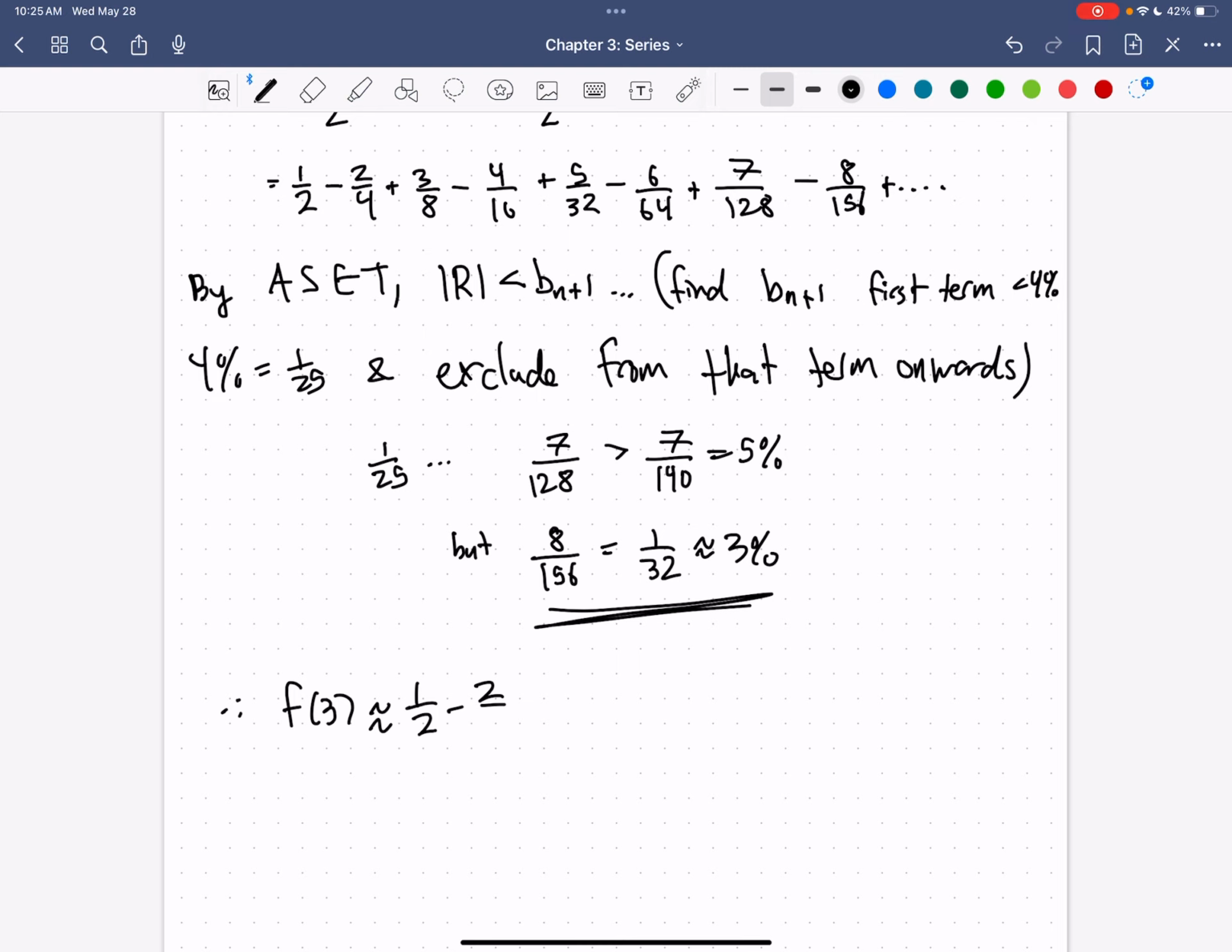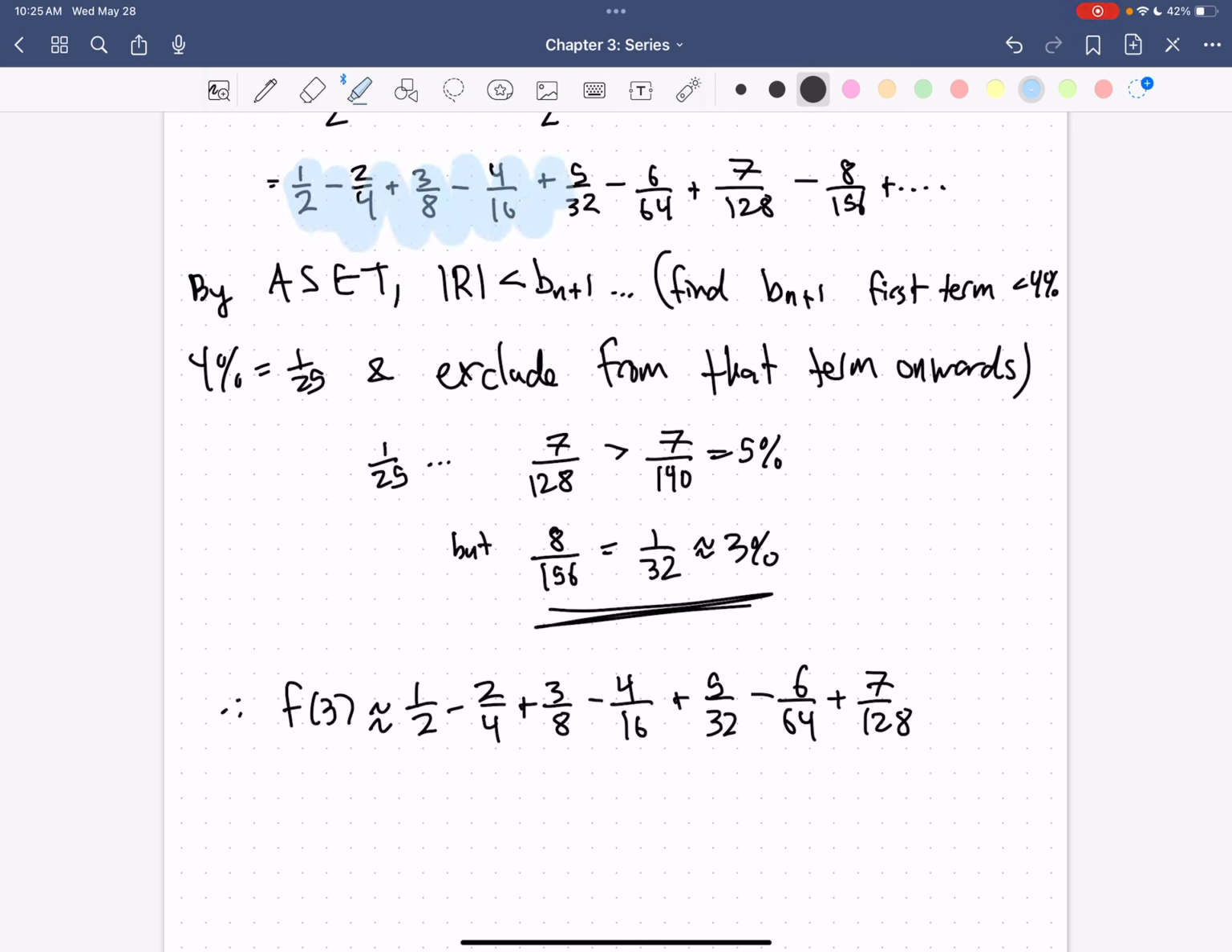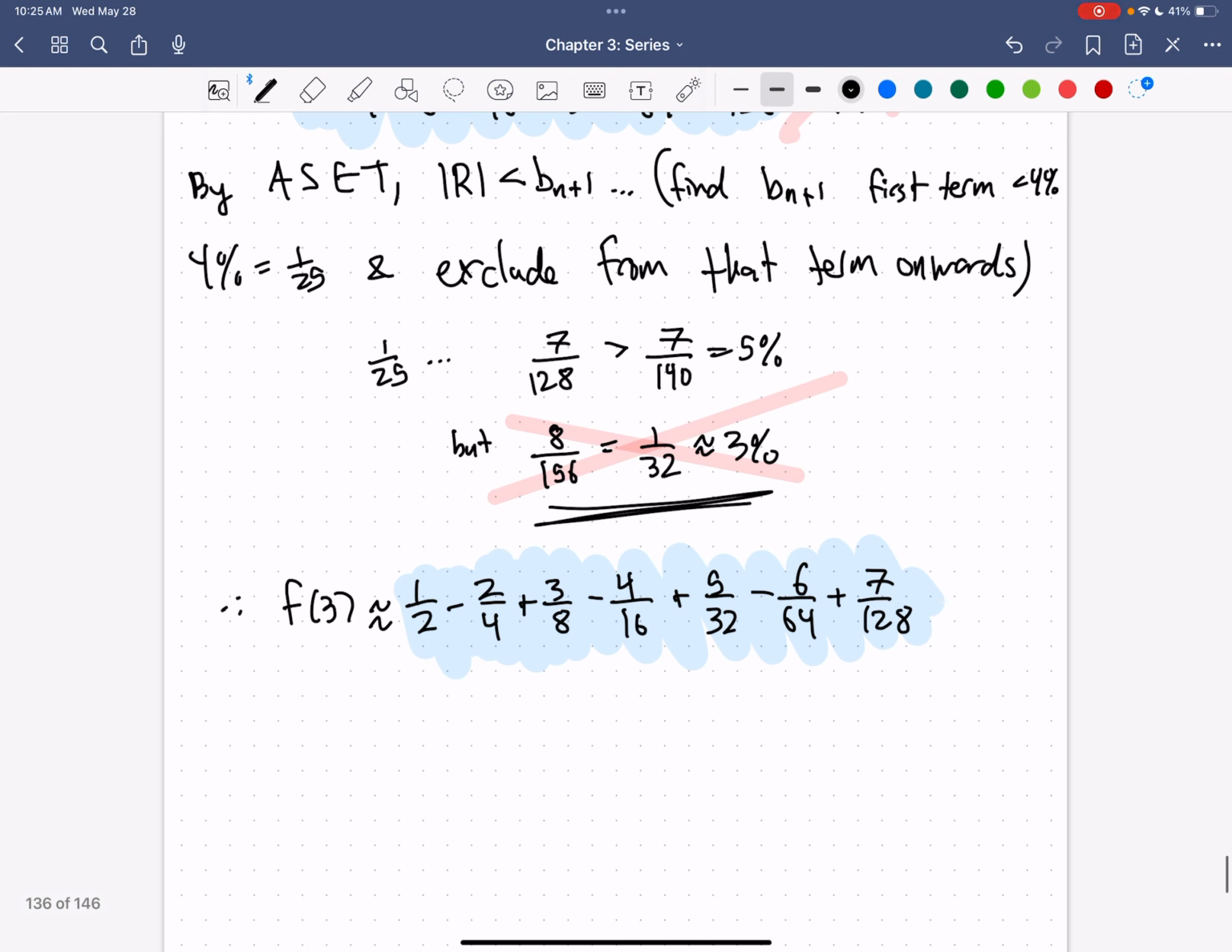So 1/2 minus 2 over 4 plus 3 over 8 minus 4 over 16 plus 5 over 32 minus 6 over 64 plus 7 over 128. So here, these are the ones that we use to estimate with enough accuracy. And then this is the one that we exclude, if that makes sense. So let's actually check what level of accuracy we're dealing with.